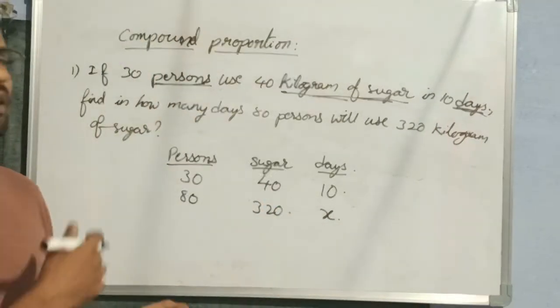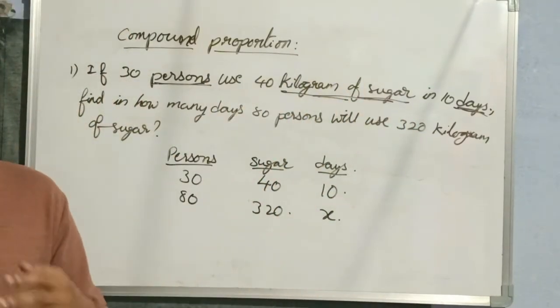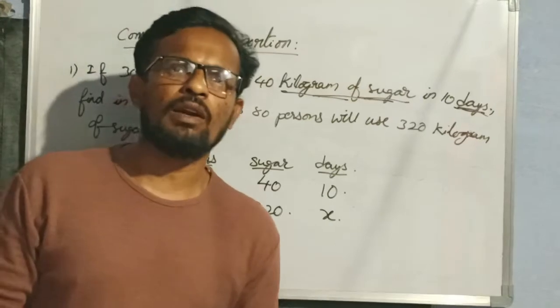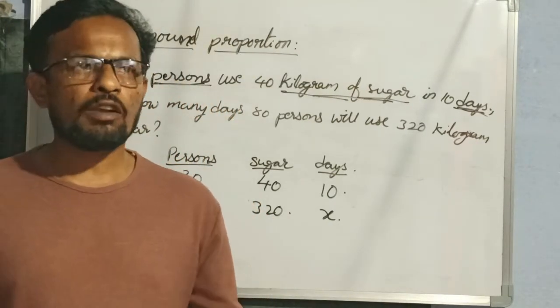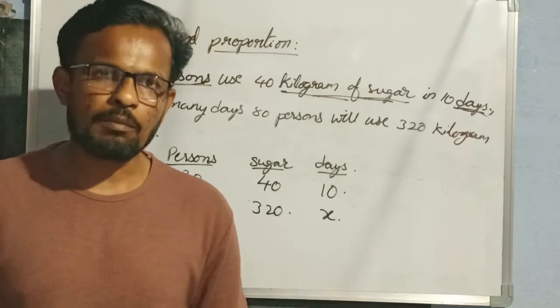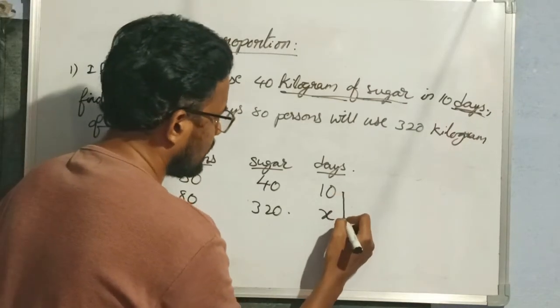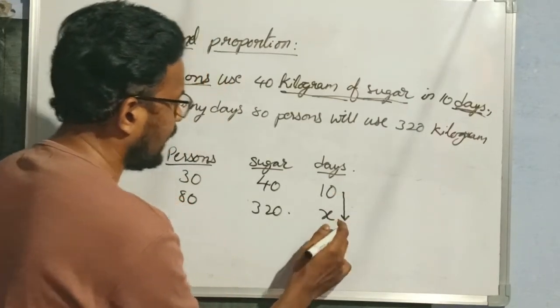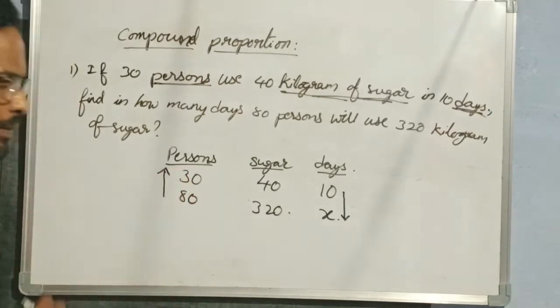Okay. When the number of persons is more, number of days will decrease. Means the quantity lasts for fewer days. Correct? If more number of persons are there, quantity will be available for less number of days. So number of persons, number of days, if we take days directly, then number of persons we have to take inversely.